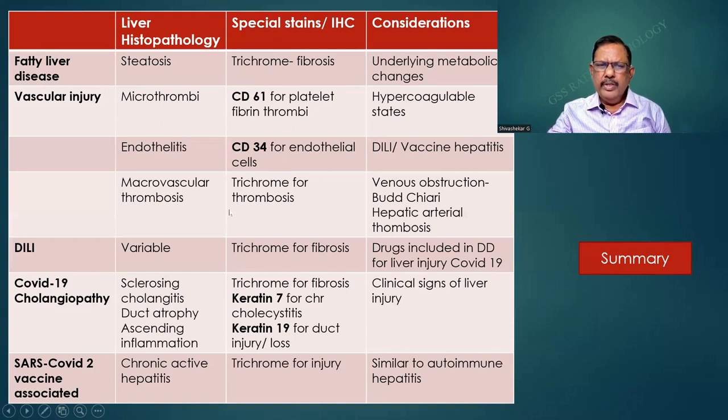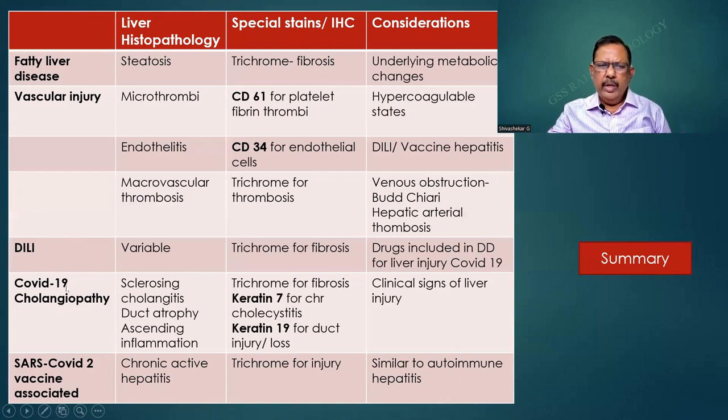Macrovascular thrombosis. Again, it can be demonstrated by means of trichrome. We should be remembering venous obstruction and Budd-Chiari syndrome as a cause for thrombosis. Drug-induced liver injury, variable over here, and there can be a trichrome for fibrosis, and the drugs that are used for the differential diagnosis, the treatment of COVID also should be borne in mind.